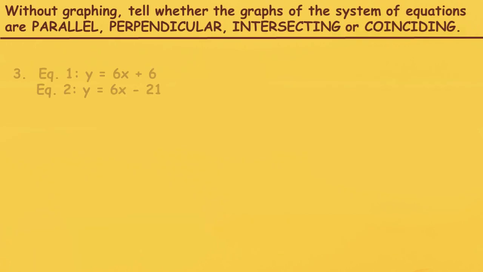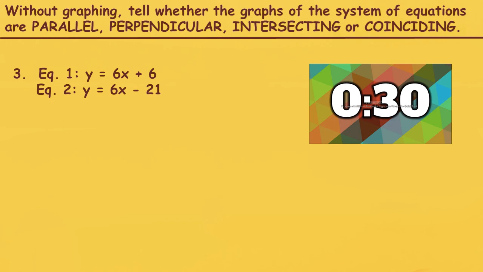Okay, this time, all you have to do is to answer this. Equation 1, y is equal to 6x plus 6. Equation 2, y is equal to 6x minus 21. The same process. You will find out, without graphing, tell me if this is parallel, perpendicular, intersecting, or coinciding. I am going to give you 30 seconds to answer this. Go.